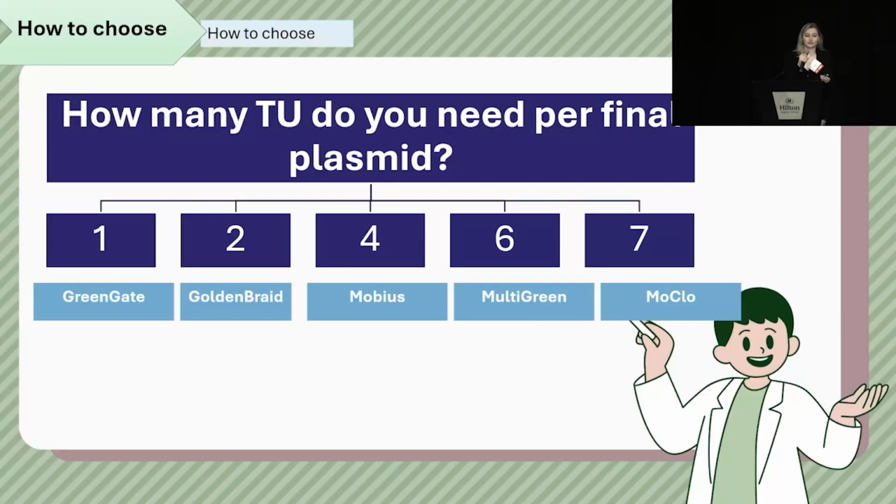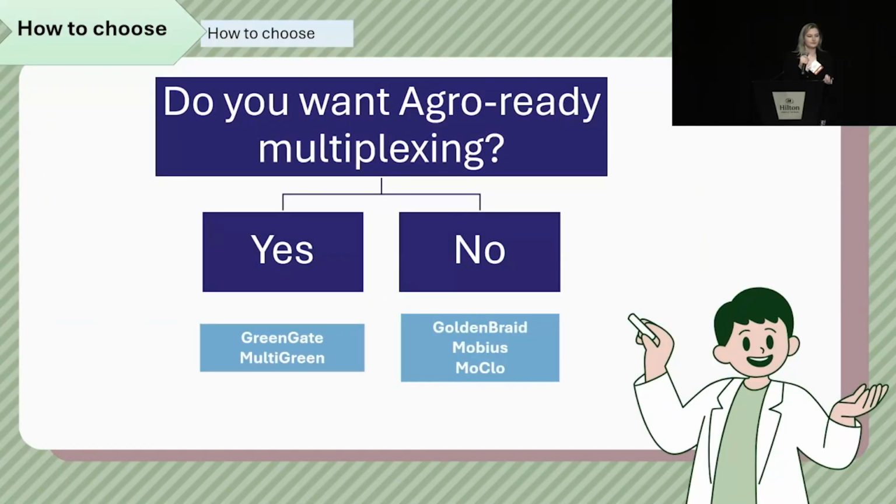In terms of how many transcriptional units do you need for your final plasmid, this is synonymous with how many acceptors each platform has. So Moclo, as I said, has the most. And if you want your final construct in cloning to be Agro-ready, as I've said plenty of times, Green Gate and Multigreen are the only ones that have compatibility with that.